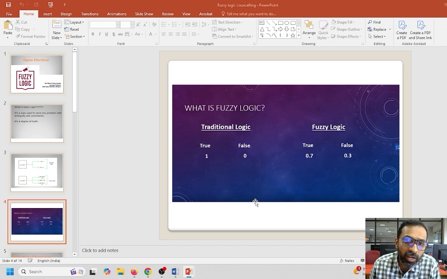Now when we compare traditional logic and fuzzy logic, we can see here that in traditional logic the system is either true or false. But in case of fuzzy logic, it can be 70% true and 30% false, or else 10% true, 90% false. So there is a degree of truth in everything. It can be 0% truth also.